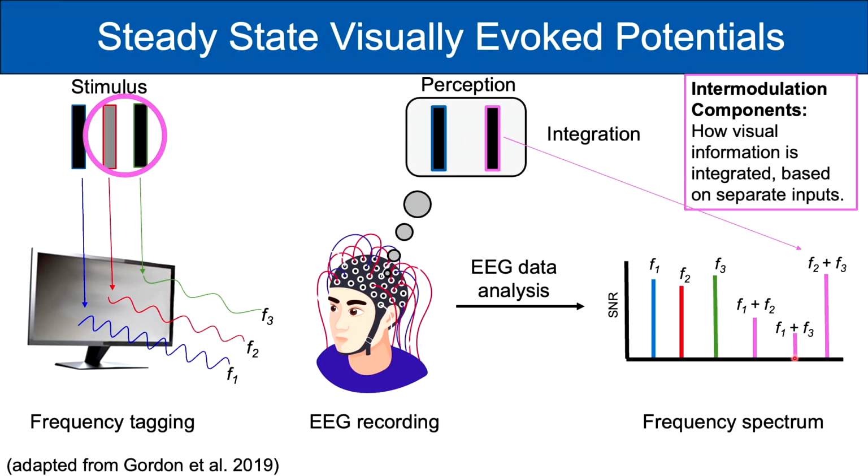So by looking at the fundamental frequencies and the intermodulation components simultaneously, we can test whether the central item is suppressed or integrated with the two perceived items.